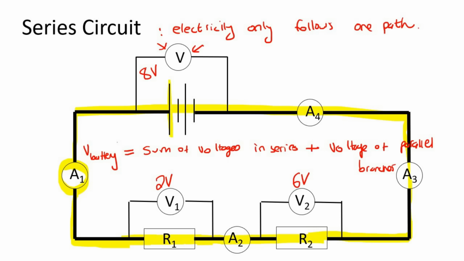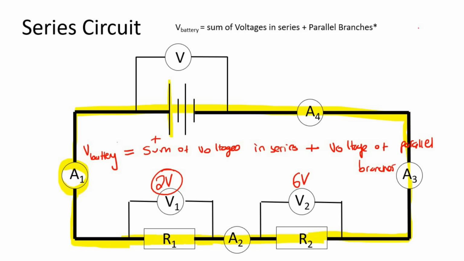So can you see that if you wanted to work out the voltage of the battery, you could say the sum means when you add all the voltages in series. So that's 2 volts plus 6 volts. And that would have given us 8 volts. And that's where we got 8 volts. Okay, so there we have it. I've just written something down.